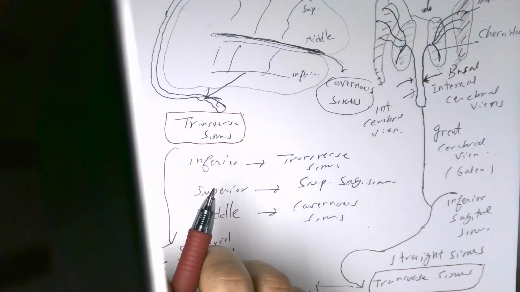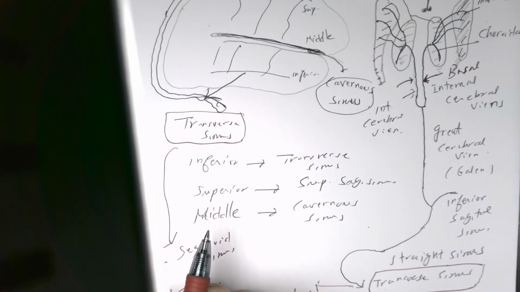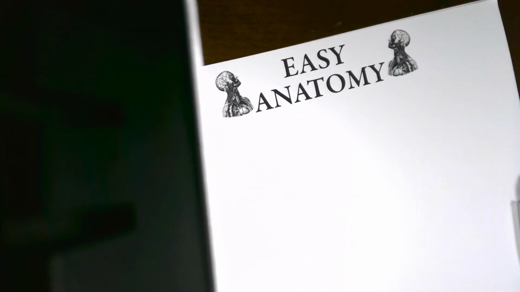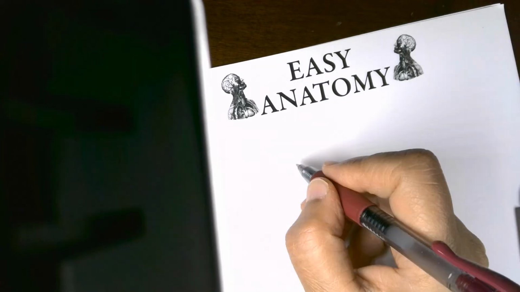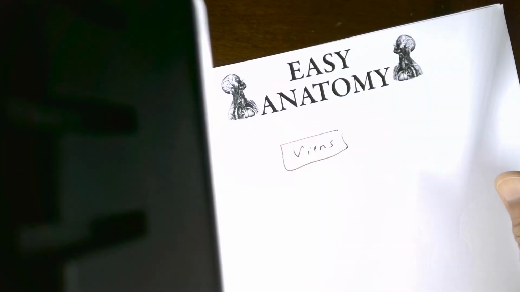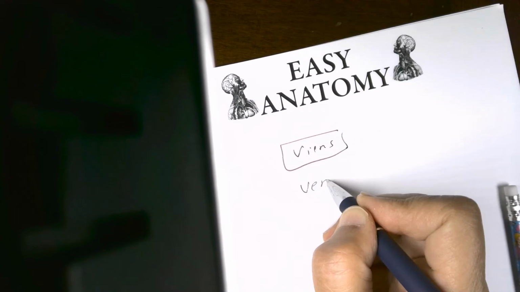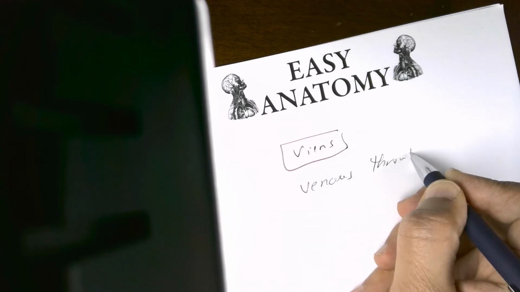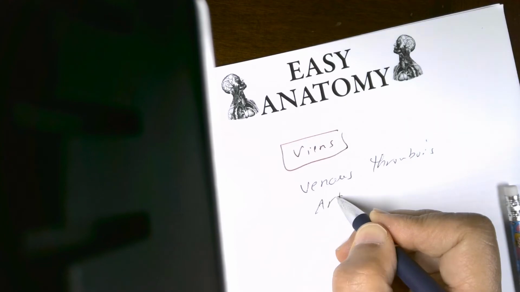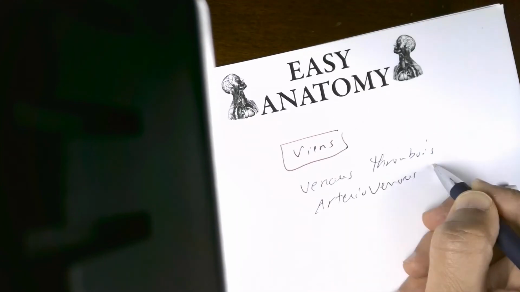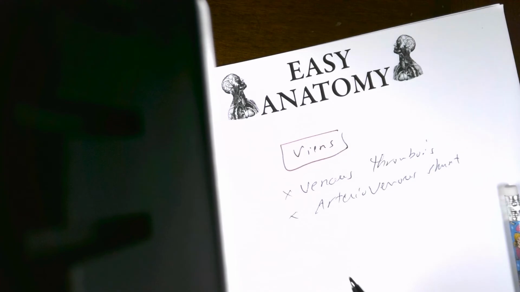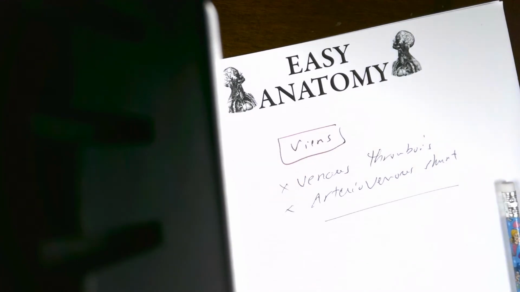Okay, let me take you to one important thing. Most of the time we focus on stroke as obstruction of cerebral arteries. Keep in mind also that cerebral veins can be of clinical importance. Why? Because of venous thrombosis and arteriovenous shunt. Okay, cerebral veins can be of clinical importance.